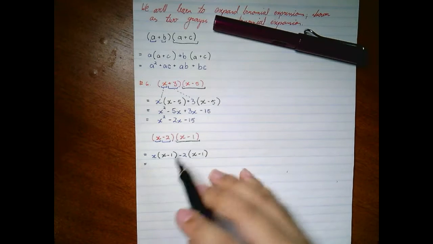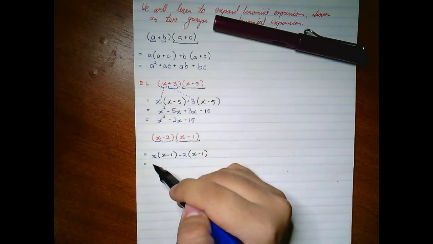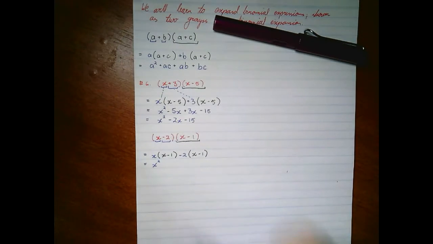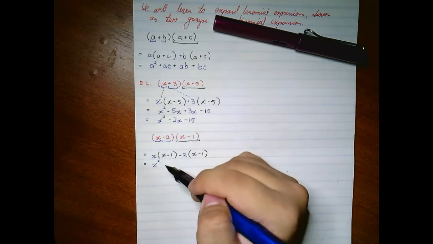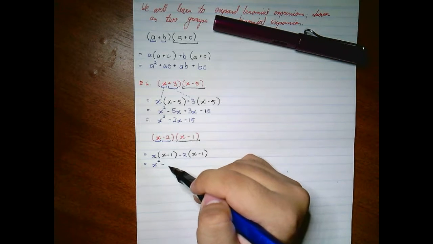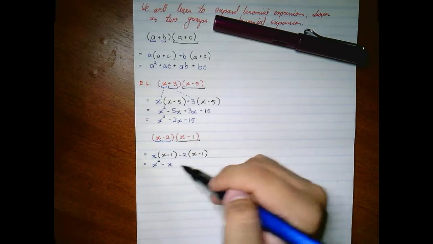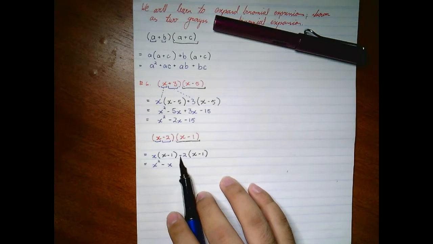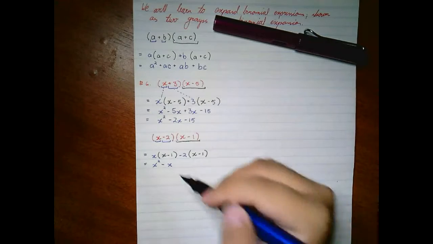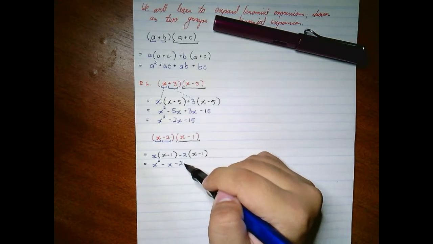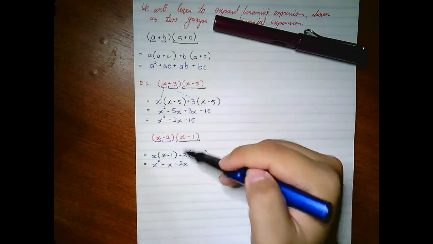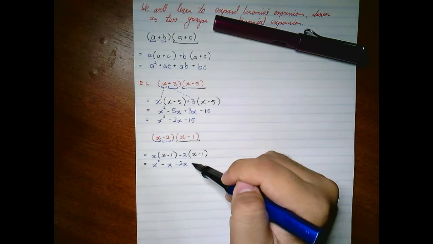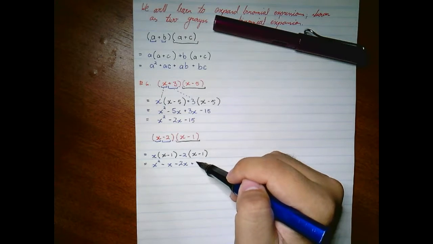So then that will give us x squared. x times minus 1. Well, that's minus 1x. But we don't write minus 1x. We just write minus x. And we're done with this group. And we'll do this one. Negative 2 times x, which is negative 2x. And then negative 2 times negative 1 is positive 2.